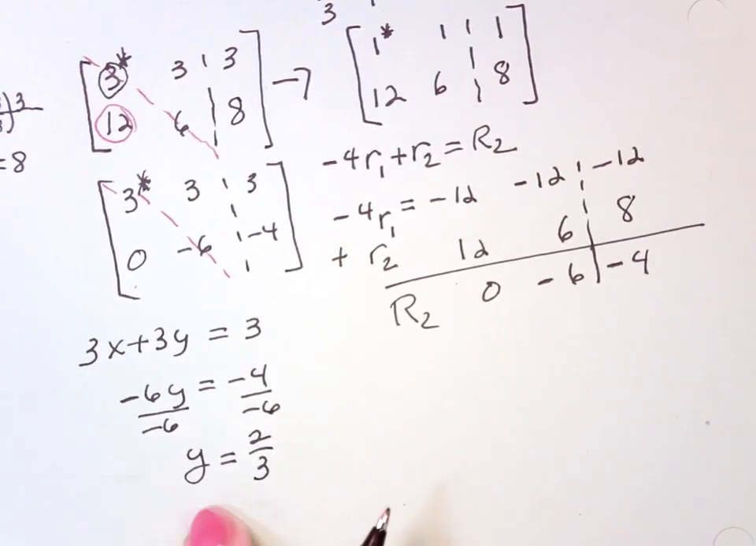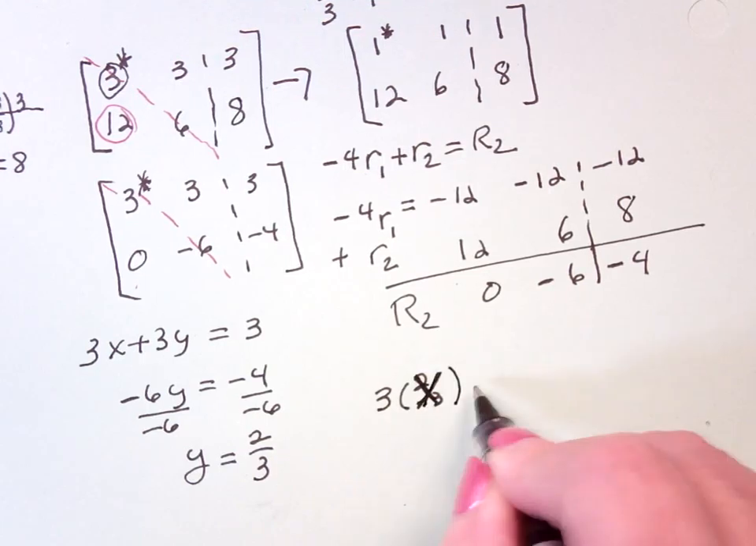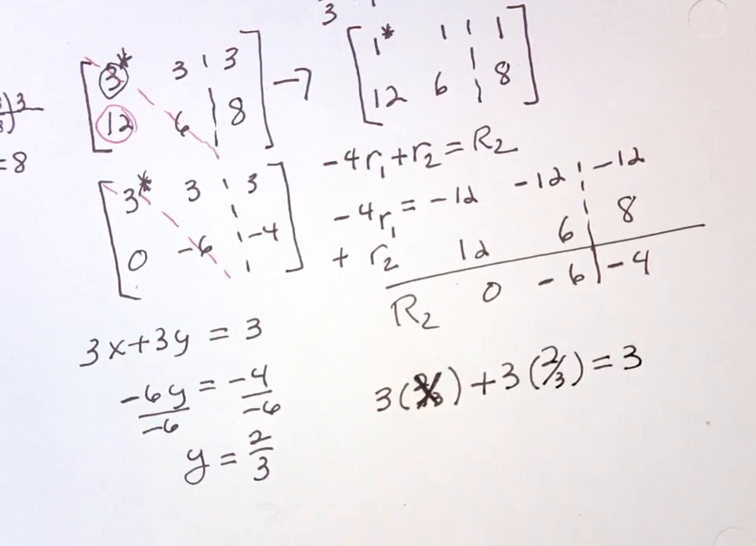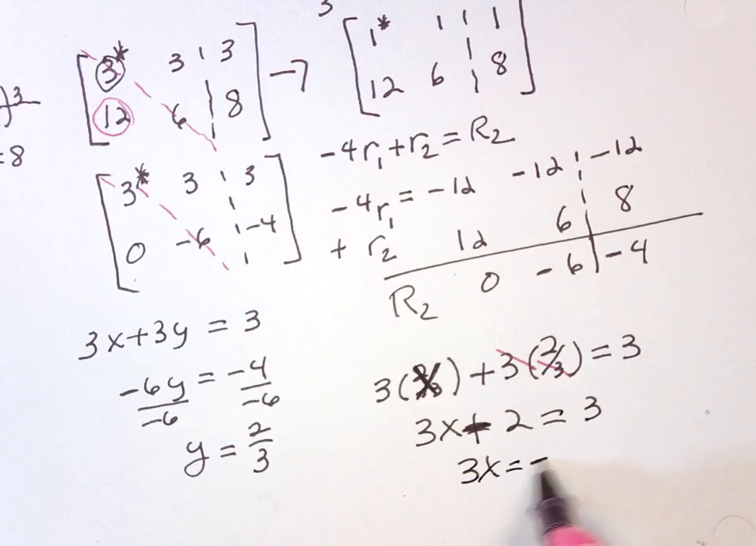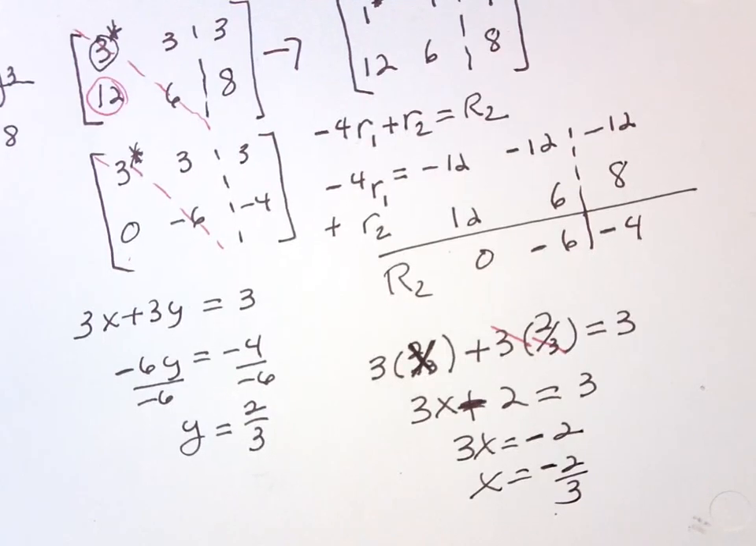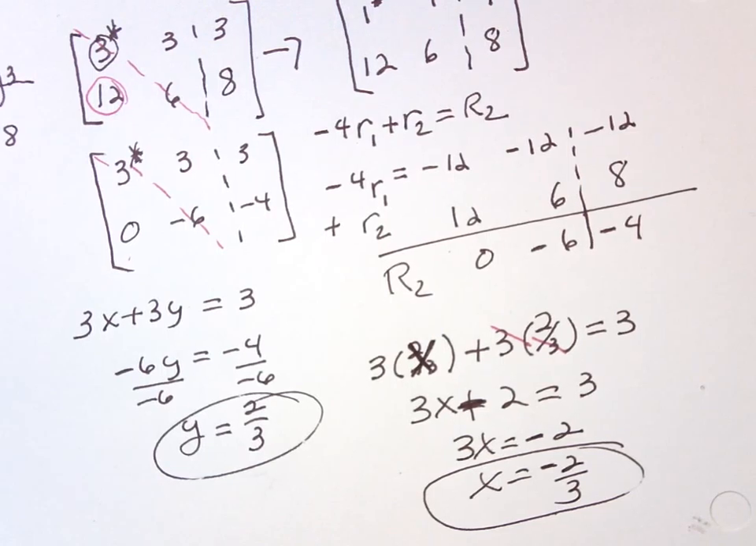Well, if y is 2/3, I know that 3 times x plus 3 times 2/3 equals 3. The 3's will reduce out. That's very nice. 3x plus 2 equals 3. 3x equals -2, or x is -2/3. So we get y is positive 2/3, x is -2/3. That's funny.